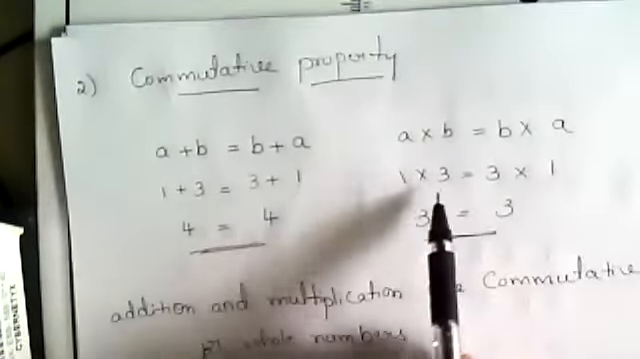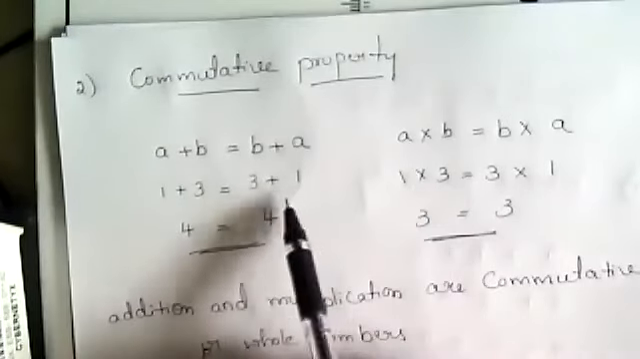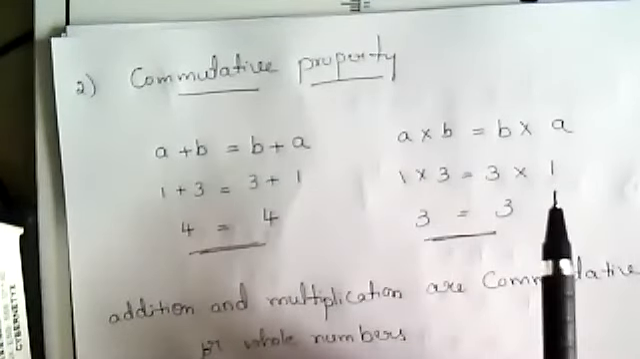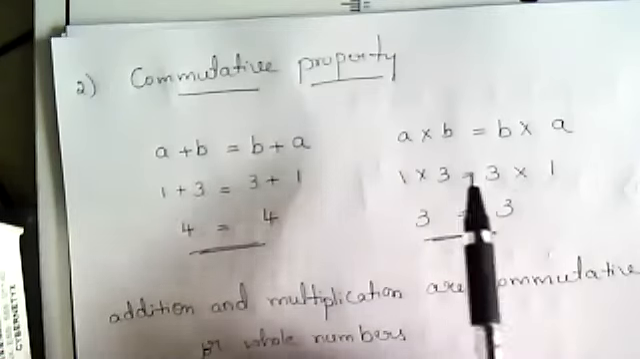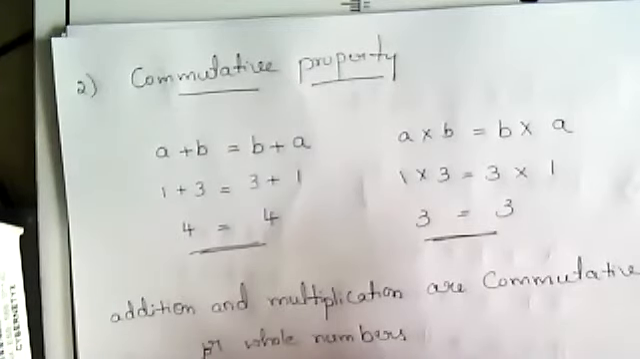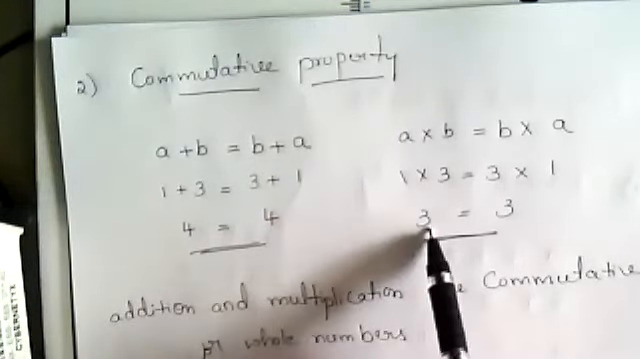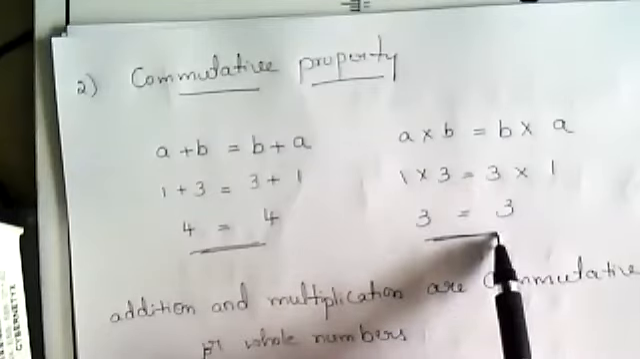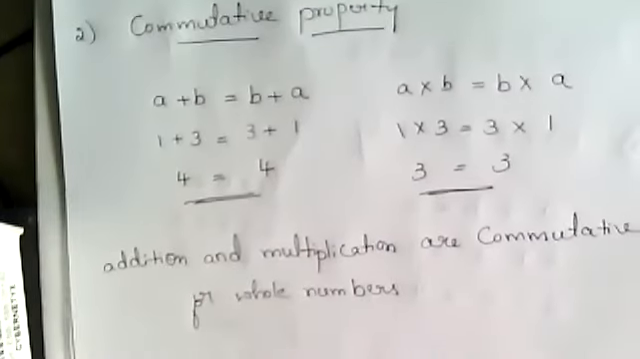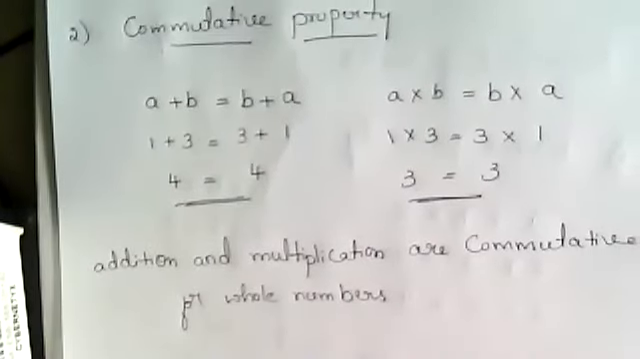Yes. So here also same for multiplication. I have chosen the same numbers. You can take your own numbers. It's not a problem. You can take 3 and 5. You can take 10 and 20. You can take 15 and 2. You can take any numbers. You will get the same answer. So 1 into 3, 3. 3 into 1, 3. So we can say that addition and multiplication are commutative for whole numbers. Understand?